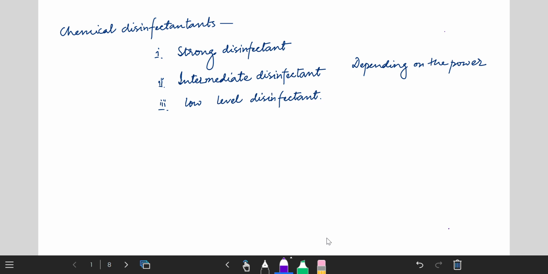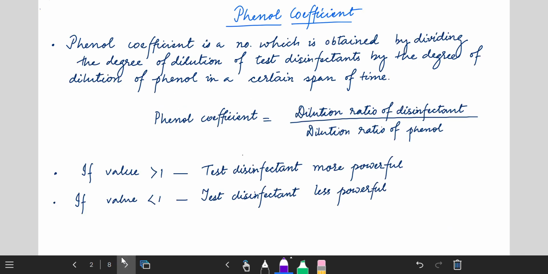There are various methods available which measure the power of disinfectants. Among them, phenol coefficient is one. Phenol coefficient is a number obtained by dividing the degree of dilution of the test disinfectant by the degree of dilution of the phenol in a certain span of time. So this is the formula of phenol coefficient. If the value is more than 1, then the test disinfectant is more powerful than phenol. If the value is less than 1, then the test disinfectant is less powerful than phenol. It means phenol is more powerful than the test disinfectant.